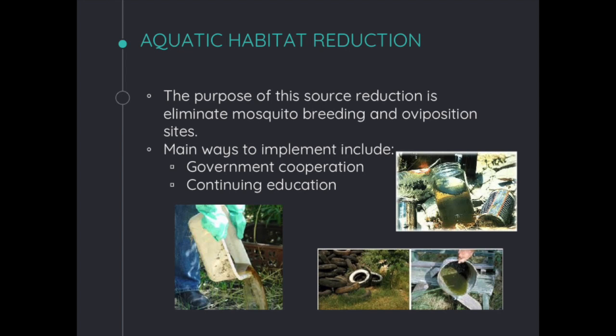Now we move on to aquatic habitat source reduction, which is very important because it is a relatively simple way of controlling the mosquito population in an area. By reducing the number of places that mosquitoes have to mate and oviposit, we effectively make it harder for their numbers to grow and therefore harder for diseases to spread. This type of source reduction is also fairly simple. Removing things such as tires, pools, empty flower pots, and many others can have a substantial impact in reducing the mosquito population in an area.